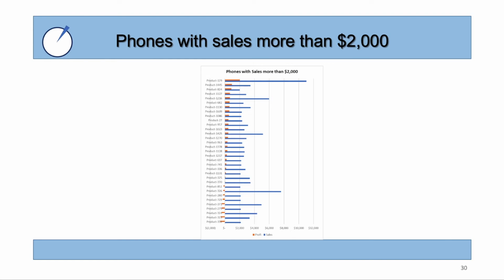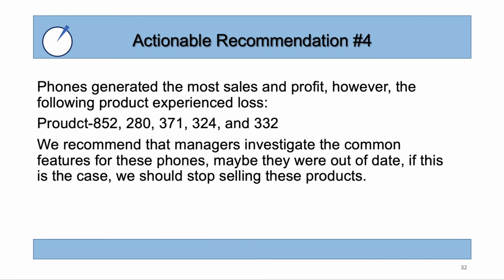So this brings us to our fourth and final actionable recommendation for today. And while phones generated the most sales and profit, there were still some specific products that experienced losses. Therefore, we recommend that managers investigate the common features for these phones that experienced losses, like perhaps they were out of date, and if this is the case, they should stop selling those phones.